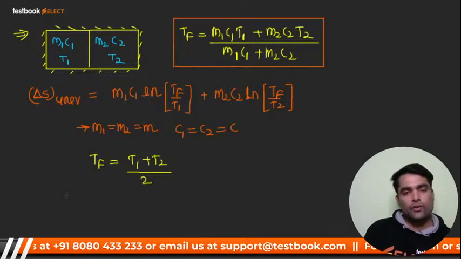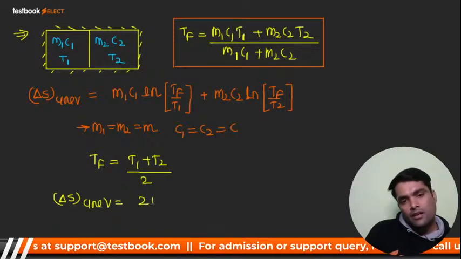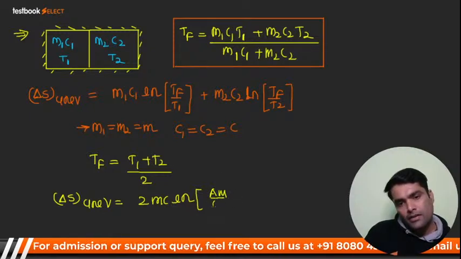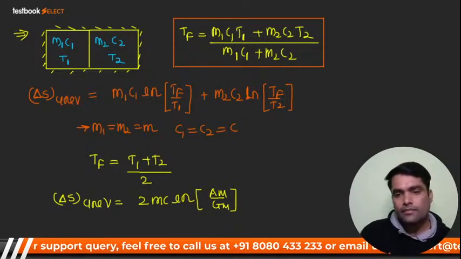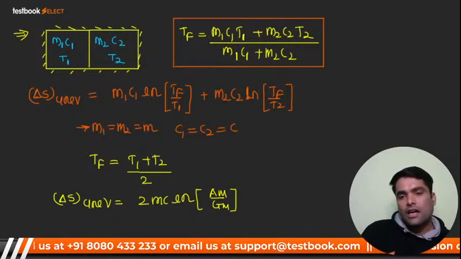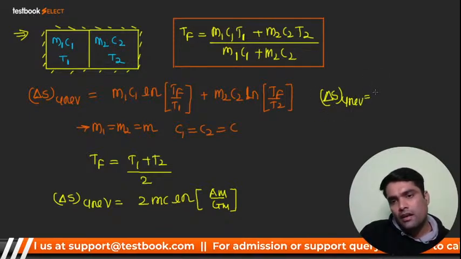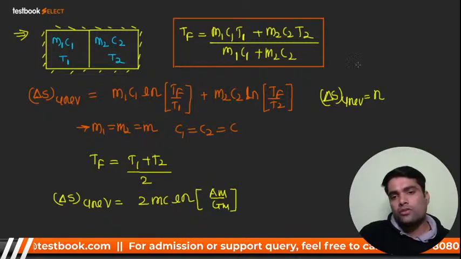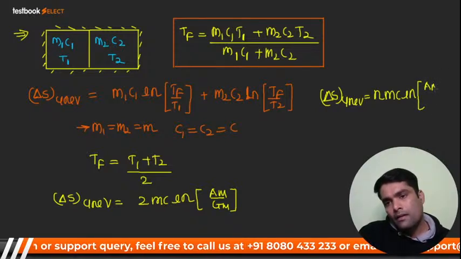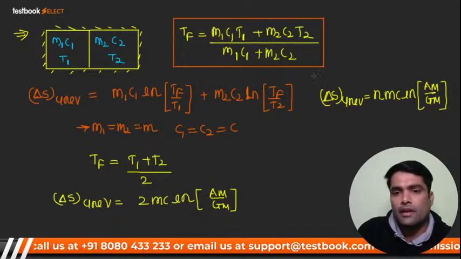And my dear, what will delta S of universe be? Delta S universe will be twice MC ln of what, बच्चा? Arithmetic mean divided by geometric mean, right? It means let me write this in a slightly more general form. For any system, delta S of universe should be equal to my dear number of blocks, bodies, you can say NMC ln of arithmetic mean divided by geometric mean, right? Arithmetic mean divided by geometric mean.